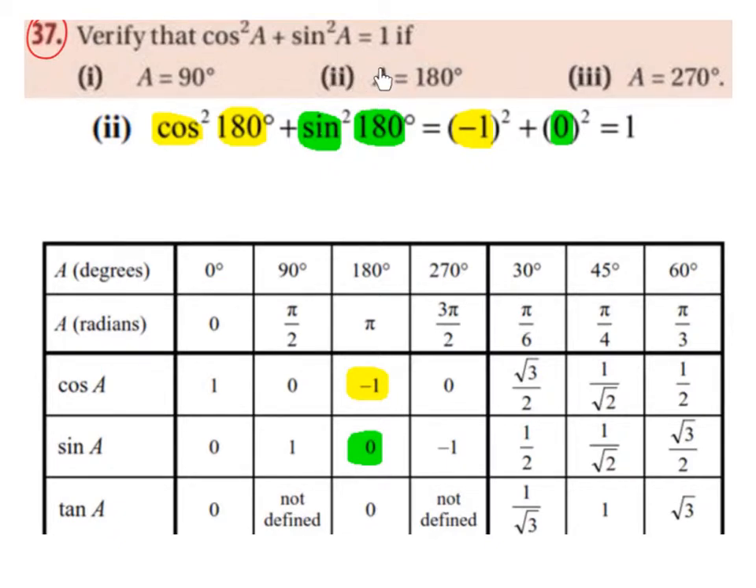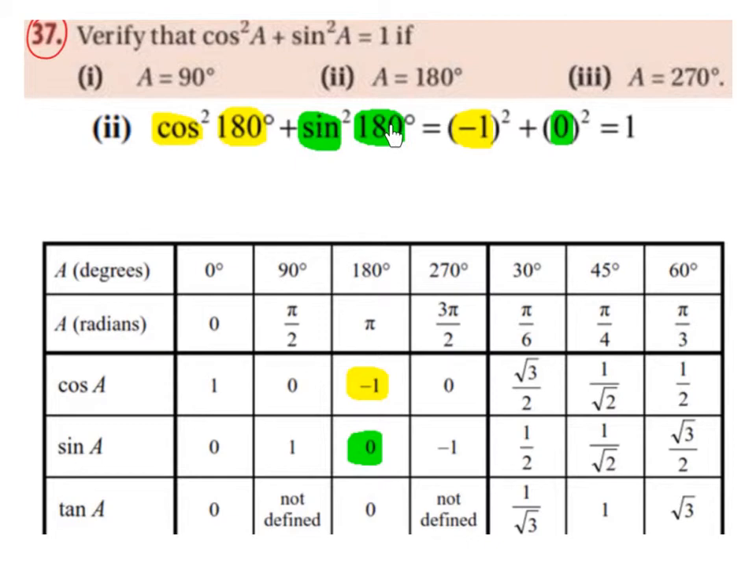Part 2, if a is equal to 180 degrees. So we swap the a in cos squared a for 180 degrees, and we swap the a in sine squared a for 180 degrees. So cos of 180 degrees, we go to cos, we go across, we go to 180 degrees, we go down, so we get minus 1. So cos of 180 degrees is minus 1. So cos squared 180 degrees is minus 1 squared.